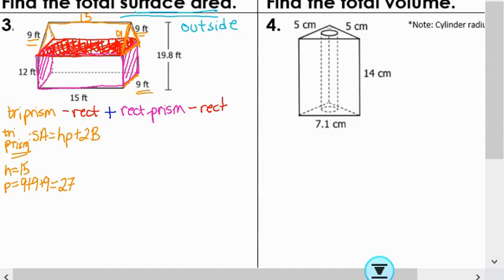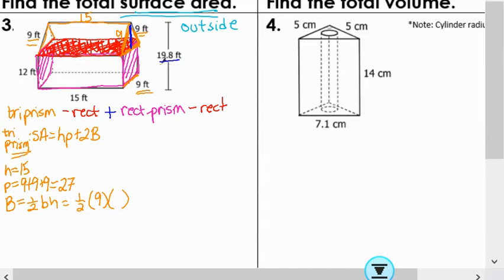Okay, so we need the area of that base, and the base is a triangle. The formula for the area of a triangle is 1/2 base times height. It's easy to get the base of that triangle. We already know that it's 9 units. But what about the height of that triangle? We know the base is 9 units, but what about the height?